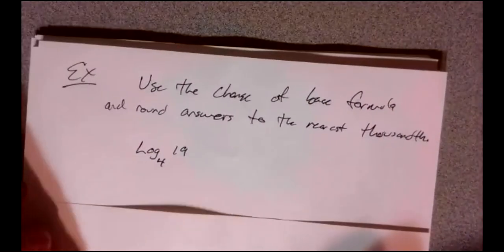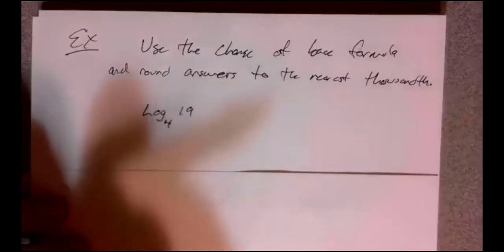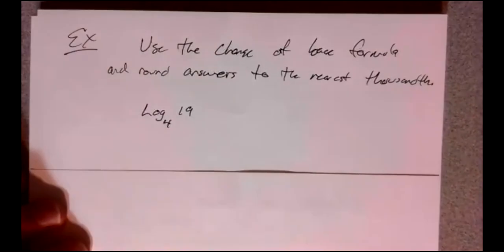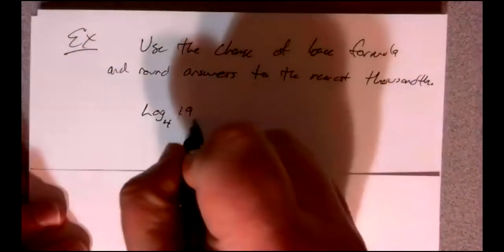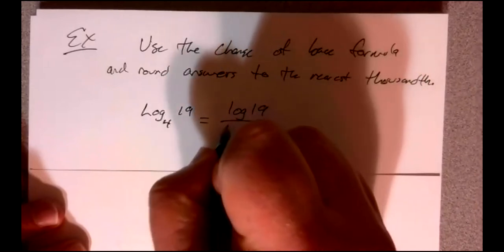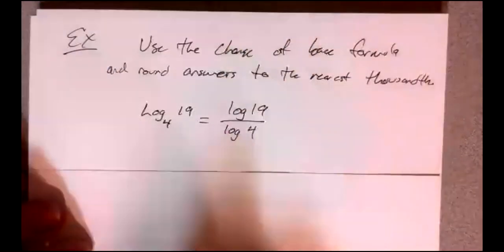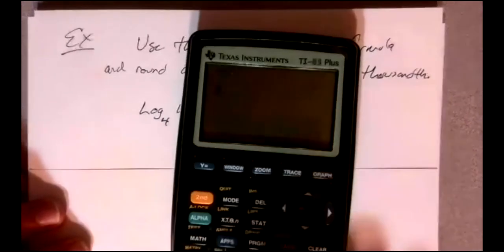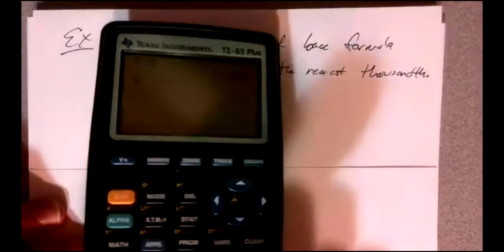So the first thing says, use the change of base formula and round your answers to the nearest thousandth. Okay, so here I have log base 4 of 19. Well, the change of base formula says that it's the log base 10 of 19 divided by the log base 10 of 4. So then I go to my calculator.